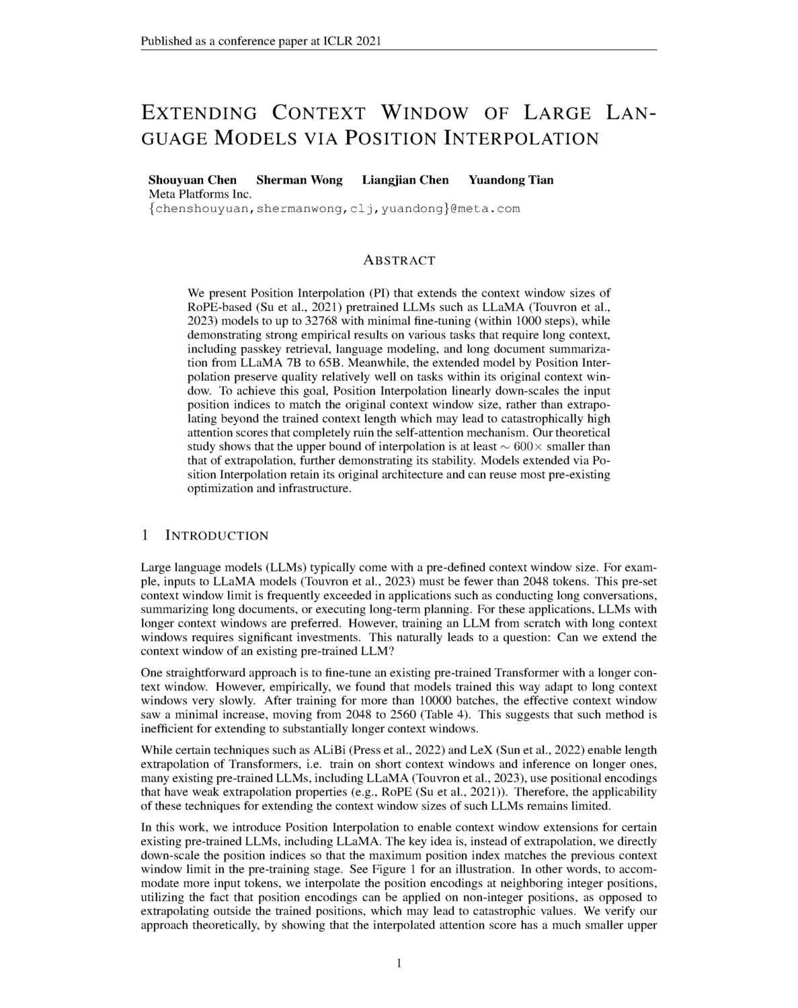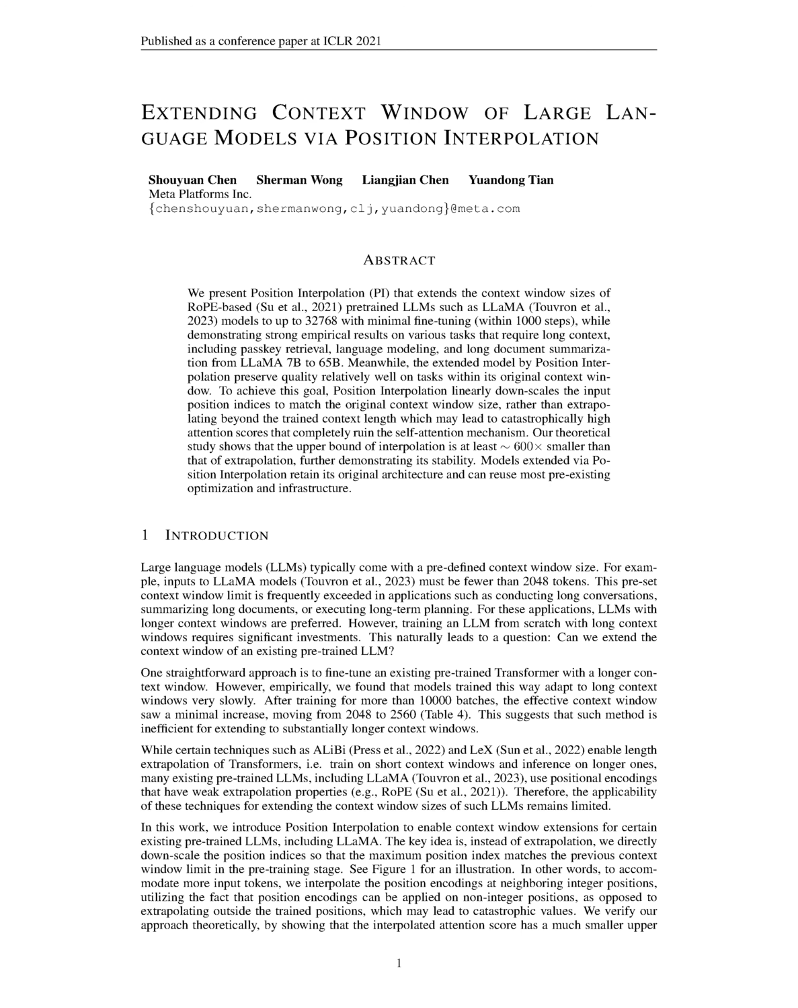Certain techniques such as Alibi and Lex allow transformers to be trained on shorter context windows and then apply that training to larger ones, but this isn't universally applicable. Many pre-trained LLMs, including Llama, use positional encodings that don't extrapolate well. This limitation restricts the ability to use these techniques for extending the context window sizes of such models.